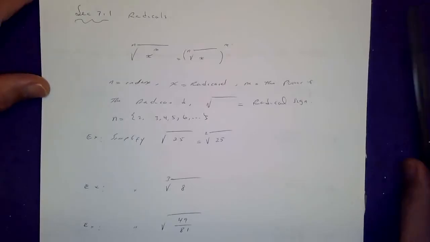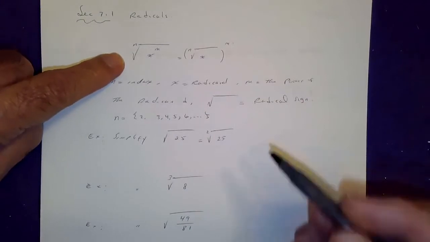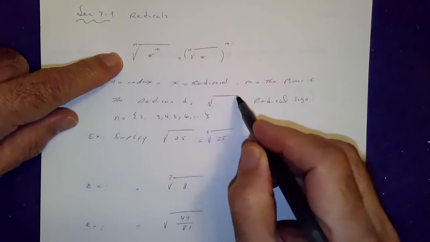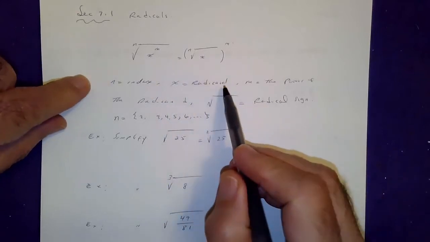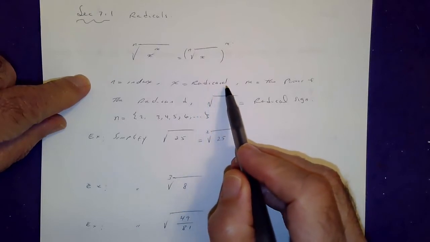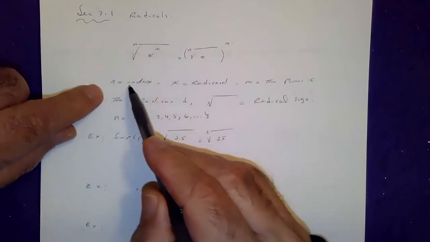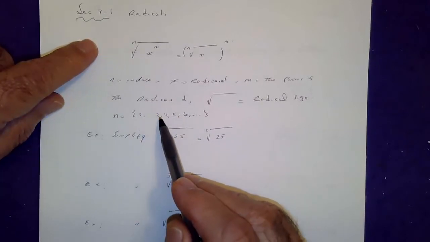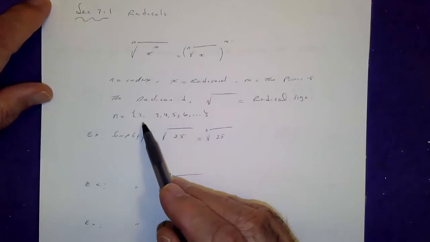Section 7.1, radicals. A radical looks like this. This is the sign we use for radicals. The number under the radical is called the radicand. The number over here inside the V shape is called the index. That number can be 2 or 3 or 4 or 5 or 6, so it's whole numbers greater than or equal to 2.